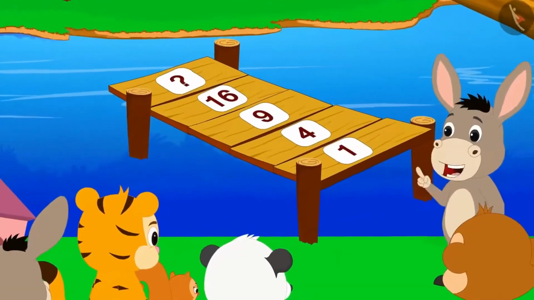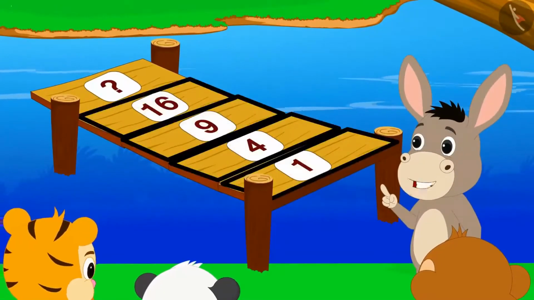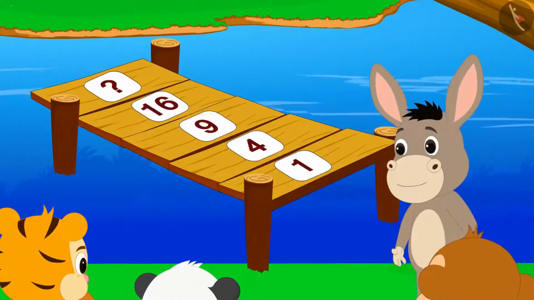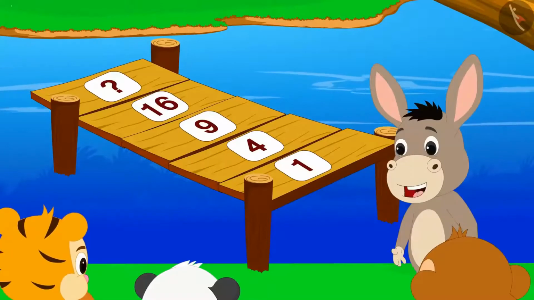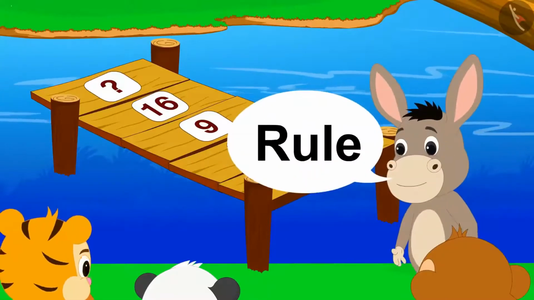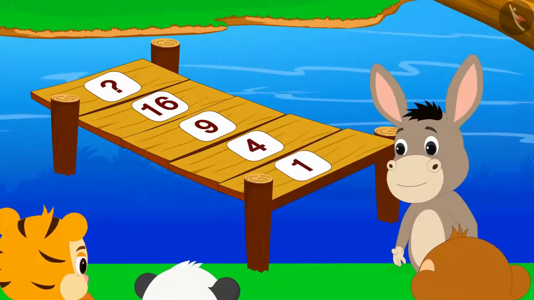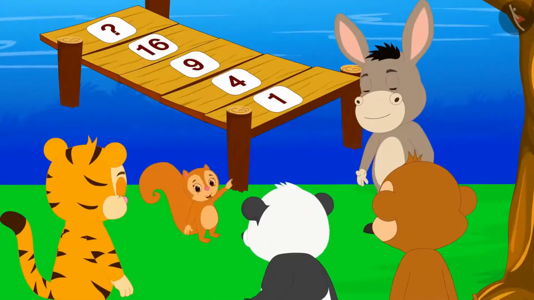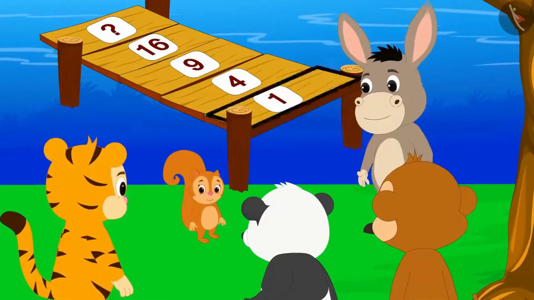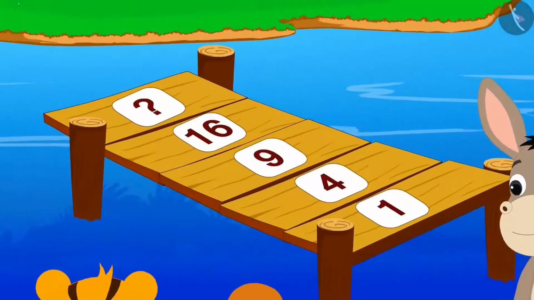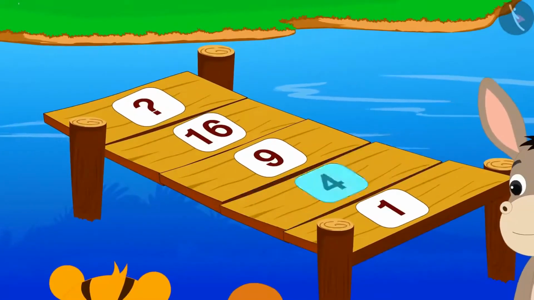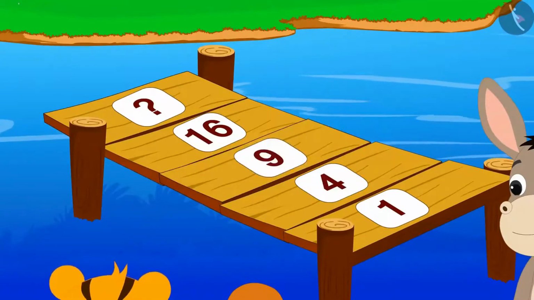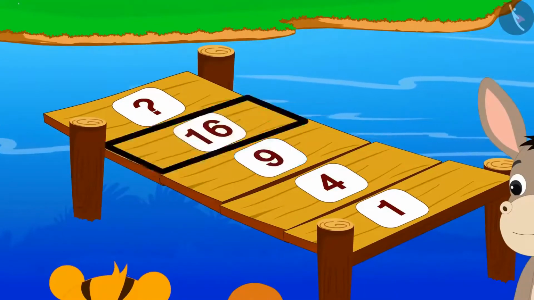Look, there is a number written on every plank of this bridge. There will definitely be a rule between these numbers. Bhola told the villagers. 1 is written on the first plank of this bridge. 4 is written on the second plank. 9 on the third plank and 16 on the fourth plank.